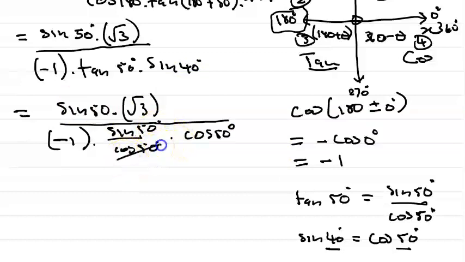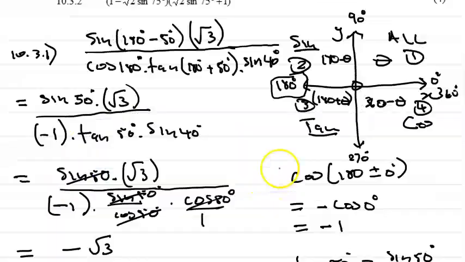So therefore cos of 50 will cancel with cos of 50, because remember that's over 1, and sine of 50 with sine of 50, and now I'll get root 3 over minus 1, which is minus root 3, and that's my solution. Let's look at the next question.